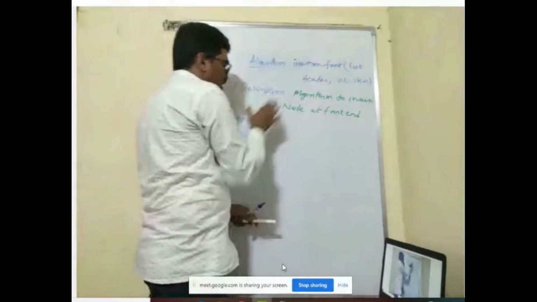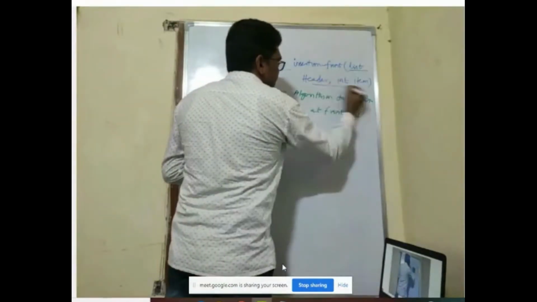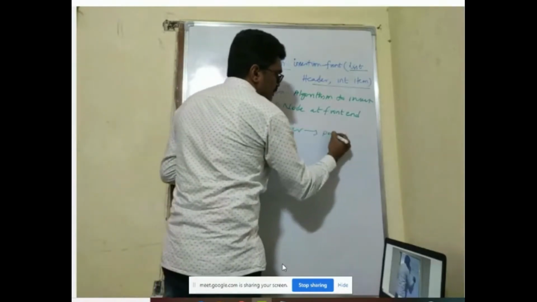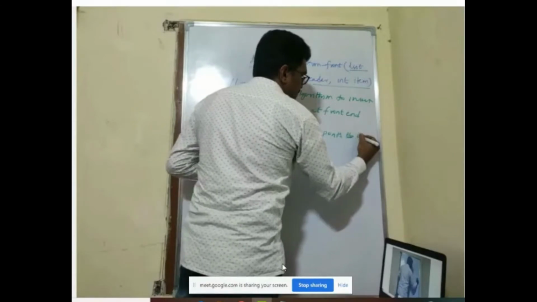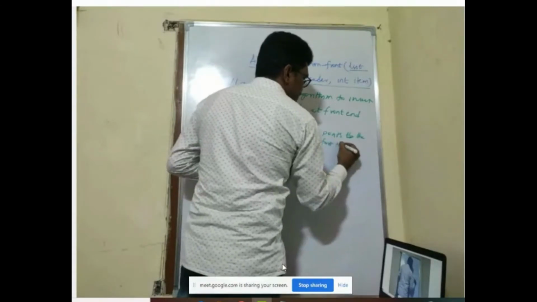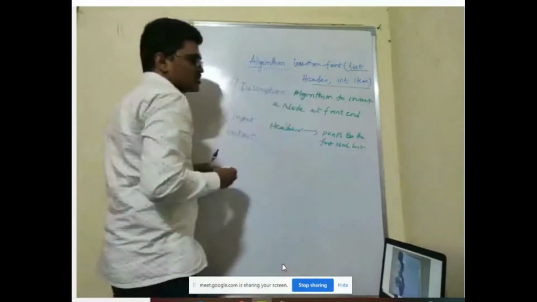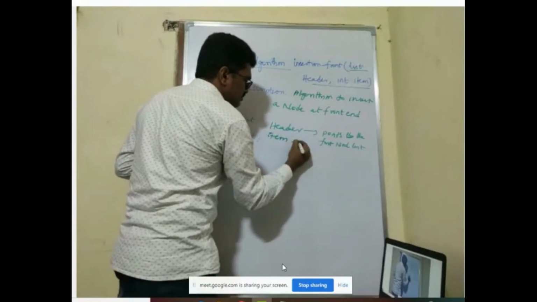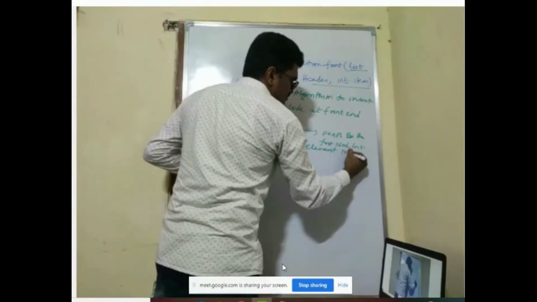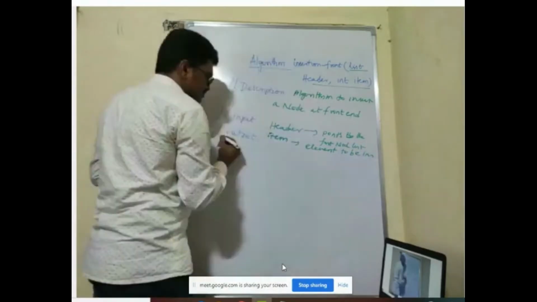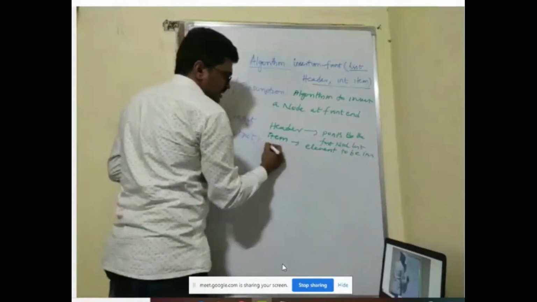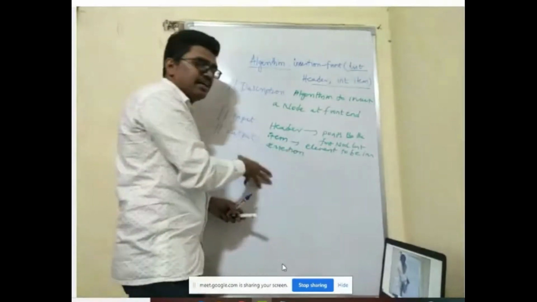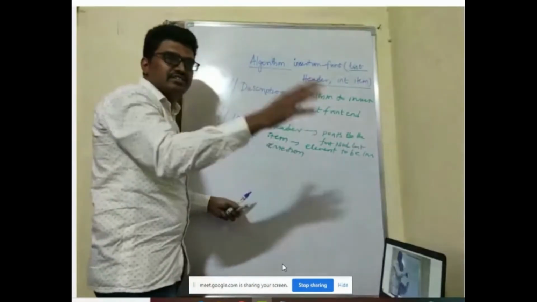Input means what parameters it is taking. Header, which points to the first node in the list. We already know. The next input is item. What is item? Element to be inserted. So what is the output? Inserted element after insertion. Nothing specific will be output. We have inserted the element. We'll put a message, insertion successful or something like this.